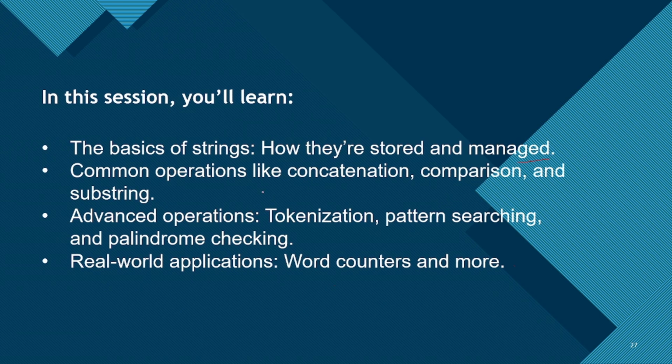Then we are going through operations like concatenation, comparison, and substring. After that, we are moving forward to advanced operations like tokenization, pattern searching, and palindrome checking. Then we are taking two real world examples: the first one is a word counter, and the second one is an email validator, that is, checking whether an email is correct or not. So without wasting our time, let's get started with the basics of strings in C++.